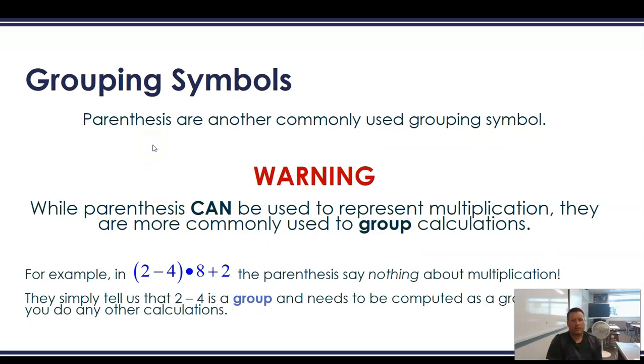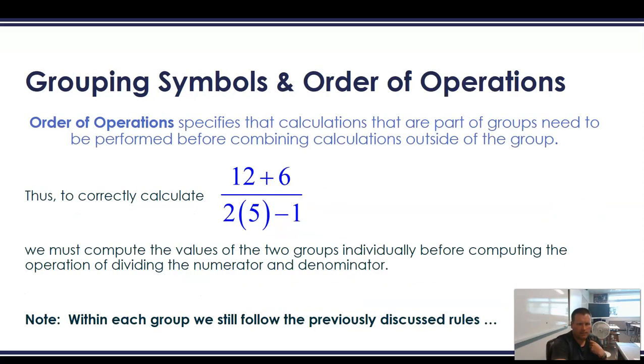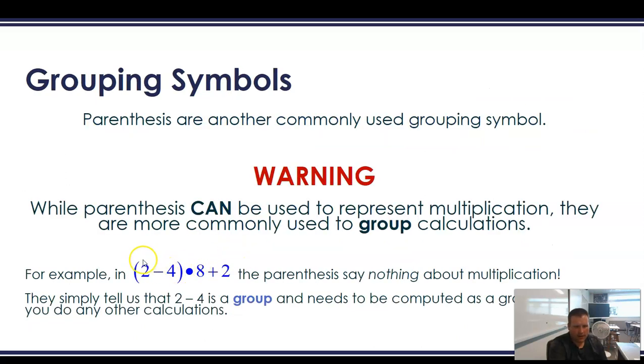So parentheses is another common way of using a grouping symbol. I've introduced this last because, again, this is a big misunderstanding, guys. Parentheses can represent multiplication, but more often it's a grouping calculation. So if you look at this example, my parentheses is actually multiplication here, right? Because there's nothing but a 5 inside of that. Whereas if I look at this, I've got the 2 minus 4 inside my parentheses. That's a grouping. That's what I'm talking about.